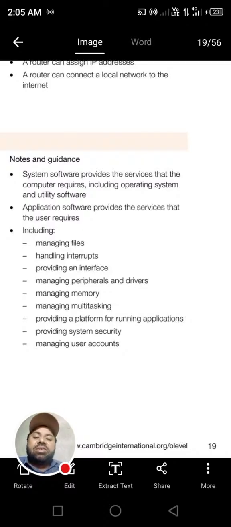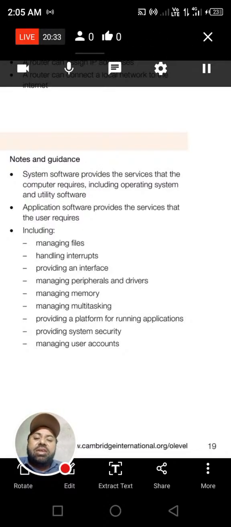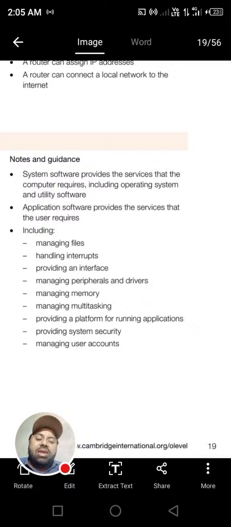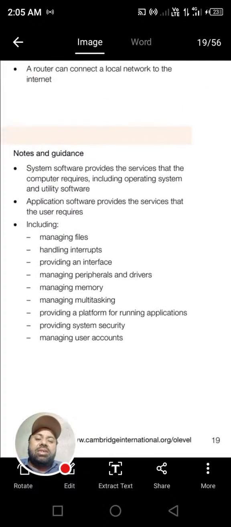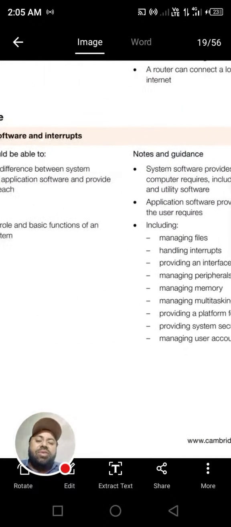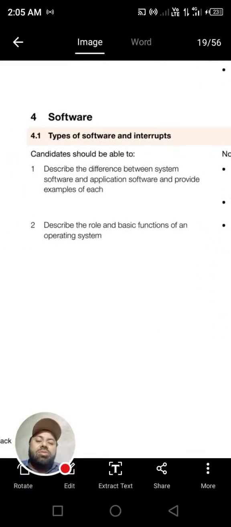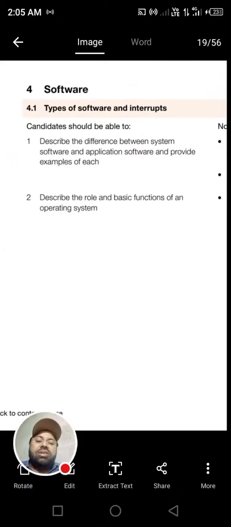Application software provides the services that the user requires, including managing files, handling interrupts, providing an interface, managing peripherals and drives, managing memory, providing a platform for running applications, providing system security, and managing user accounts. These are the software as well. The role and basic functions of an operating system, we will study about it.